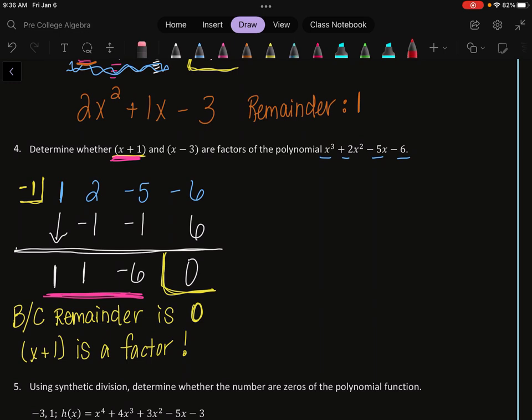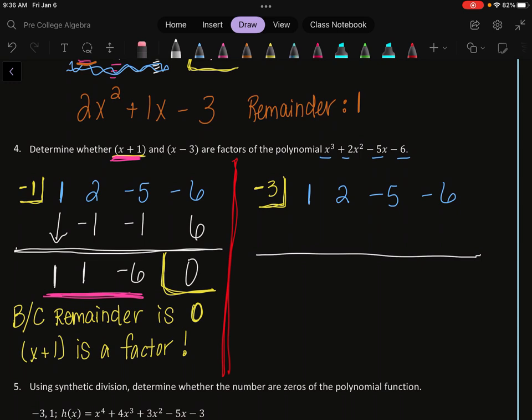Okay? All right, so let's see if x minus 3 is a factor. So -3 is in my little box here. I'm going to put my coefficients. Drop my line. Drop my 1. And then go for it. I'll let you go for it, and then we'll check back here in a second.